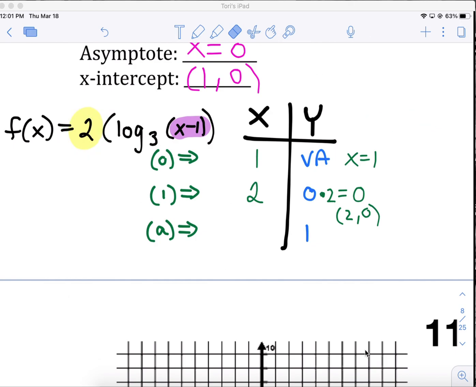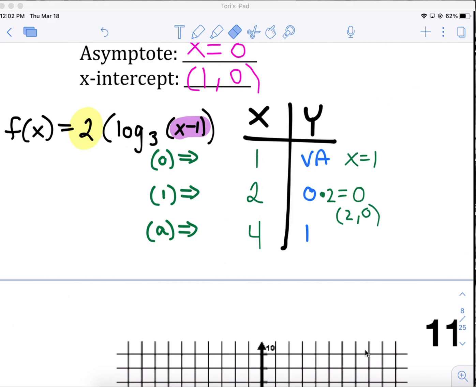You were trying to get the parenthesis to match the base. So I'm trying to get x minus 1 to equal 3, which is my base. If I add 1 to both sides, my x would have to be a 4. So the 4 as my x value would make the purple match the base. Okay? That in mind, that gives me a 1 for my y value.